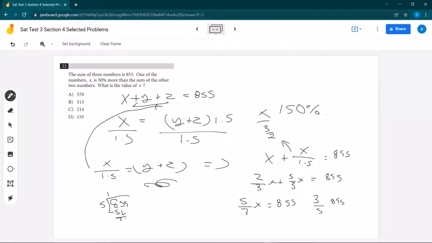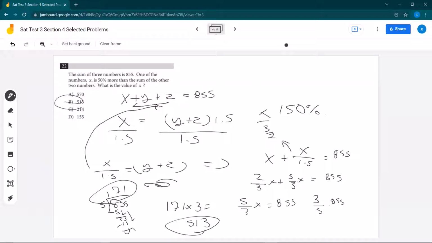That's 3. 5. It goes in 7 times. Minus 35, we get 0. Our answer is 171. Right, and then we take 171 and we multiply it by 3. And what does that give us? 171 times 3 is actually equal to 513. So therefore, that's our answer, right?